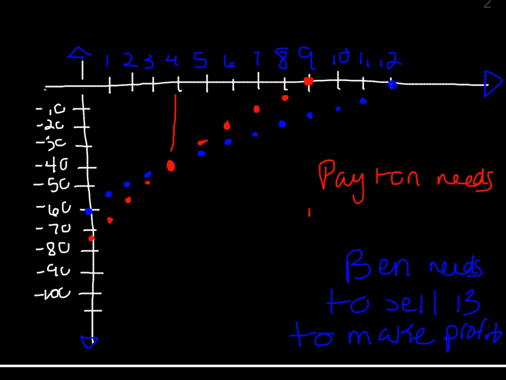10 lunches. Okay, so we went one past it to be in profit, and after Peyton sold 10, he'd be making $8. So now let's go back to the other question, which was at what point will they have made the same amount of money?